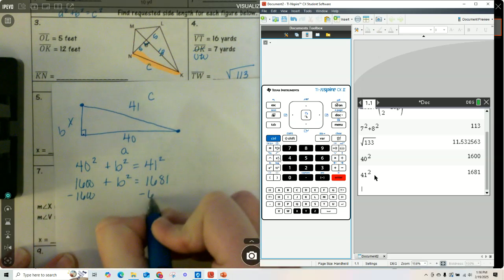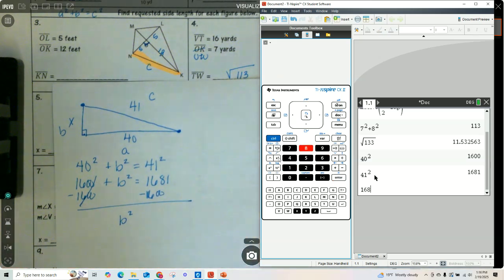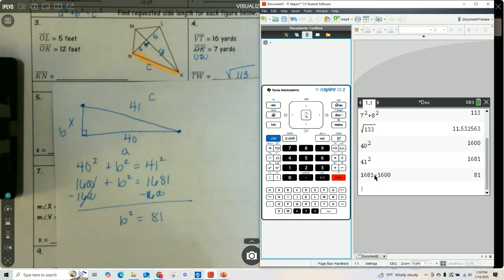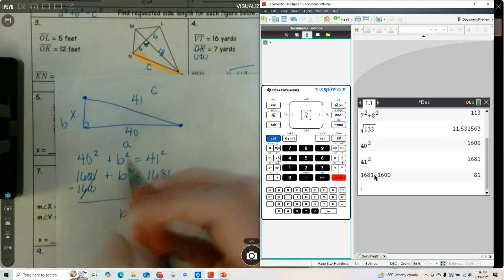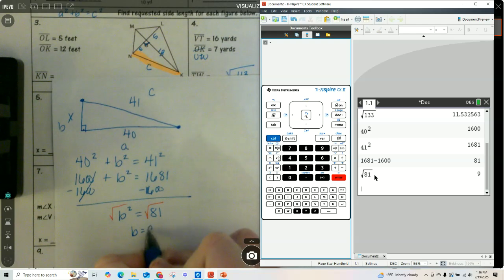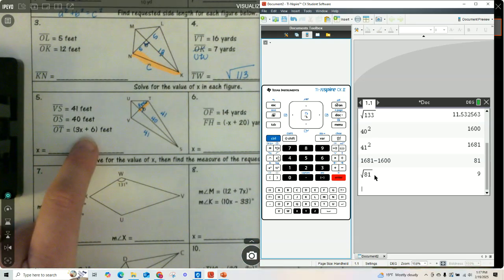So I'm going to subtract the 1600 from both sides. Oh, sorry. So that's going to cancel. So 1681 minus 1600. And then what's the last step? Square root. Now, when you square root 81, you get 9. Okay, so B equals 9. That's what I need. Because that's equal to this piece. That's what 3x plus 6 is equal to.